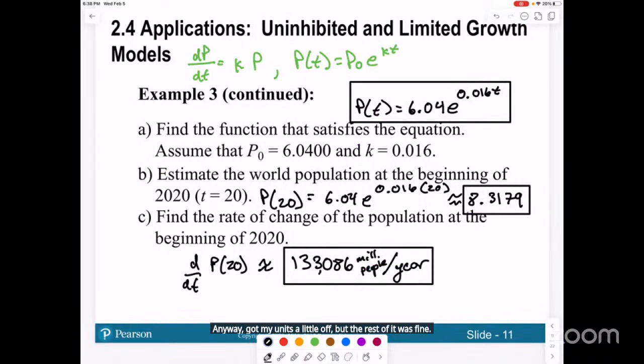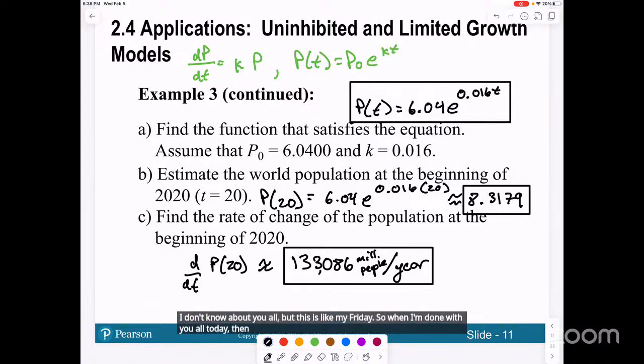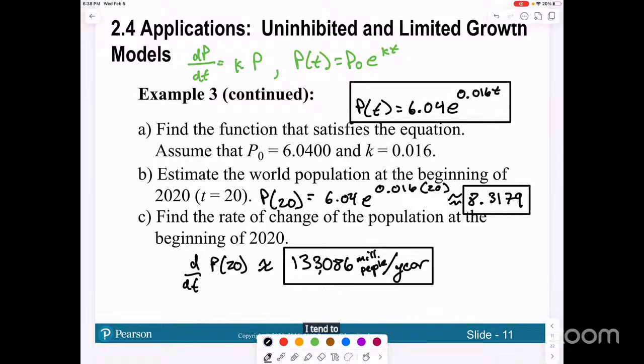All right. You okay? Okay. All right. Let me give myself a little bit of power. I don't know about you all, but this is like my Friday. So when I'm done with you all today, then our weekend starts. So I tend to shut down, but it's all good mentally. All right. So we essentially got that one.